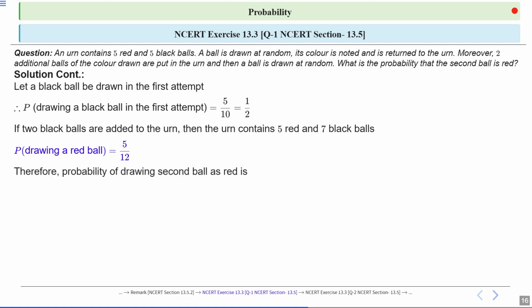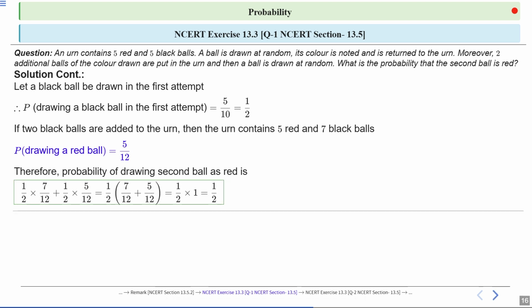Therefore, the probability of drawing the second ball as red is 1 by 2 times 7 by 12 plus 1 by 2 times 5 by 12, which equals 1 by 2 times (7 by 12 plus 5 by 12), which is equal to 1 by 2 times 1 equals 1 by 2. So the probability of drawing the second ball as red is 1 by 2. I hope this question is clear to all of you. Now let's move to the next question.